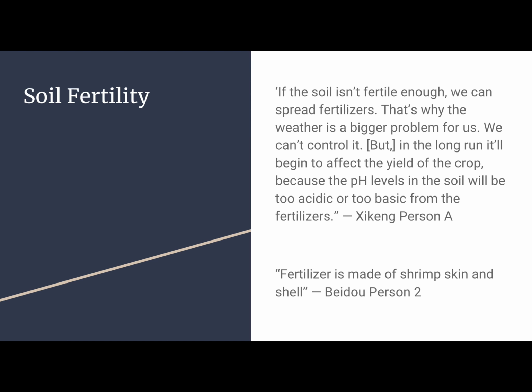We can't control it. But in the long run, it will begin to affect the yield of the crop, because the pH levels in the soil will be too acidic or too basic from the fertilizers. From this statement, we can see that the current conditions of work are not sustainable in the long run, and the future of farming in Xikang may be at risk.